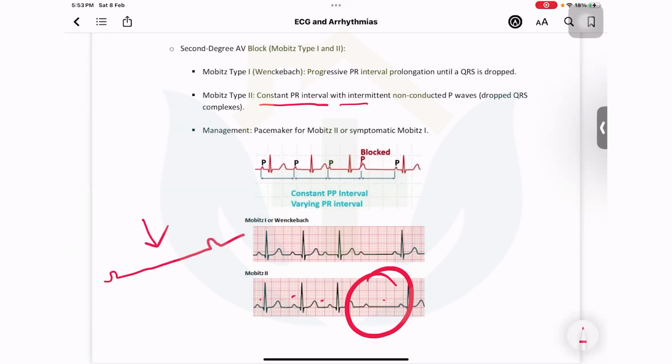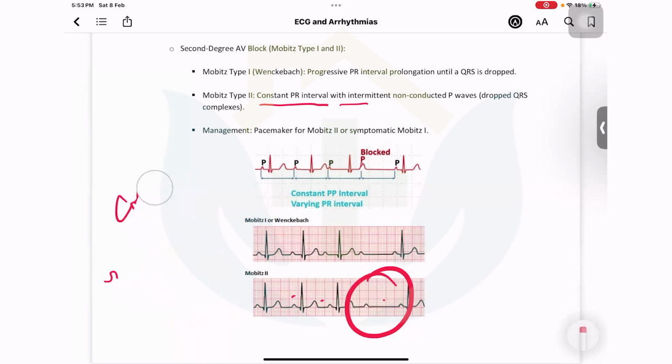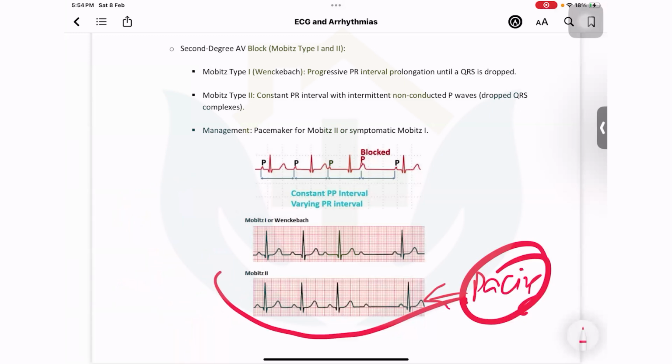And during this time, the patient may collapse, known as syncope, only to get okay again. Why? Because then one P wave will be conducted and the patient will have a pulse and they will wake up. But because these can lead to collapse of the patient, this becomes an indication for pacing. So Mobitz type 2 is an indication for pacing. Wenckebach is not. First degree heart block is not.